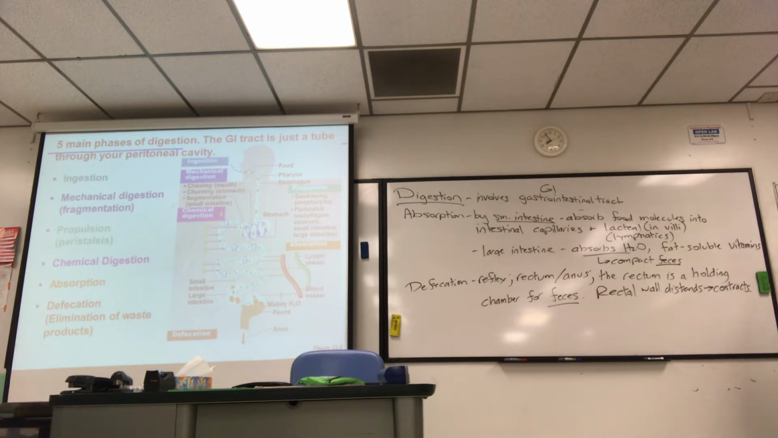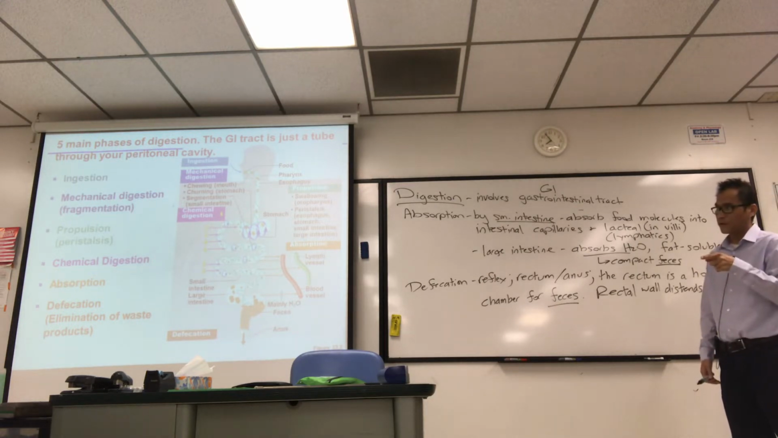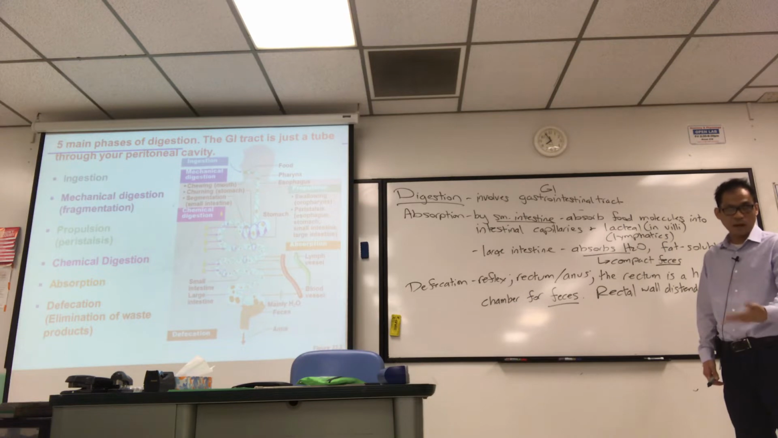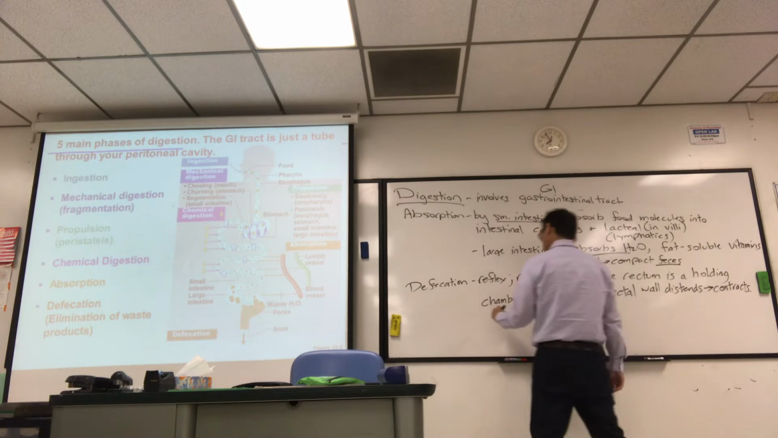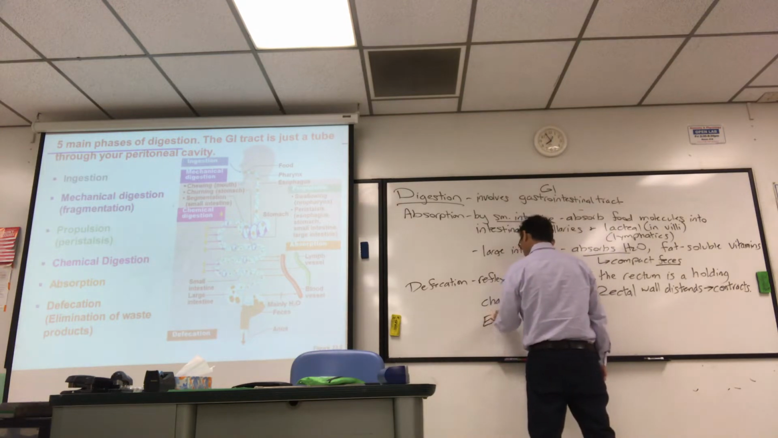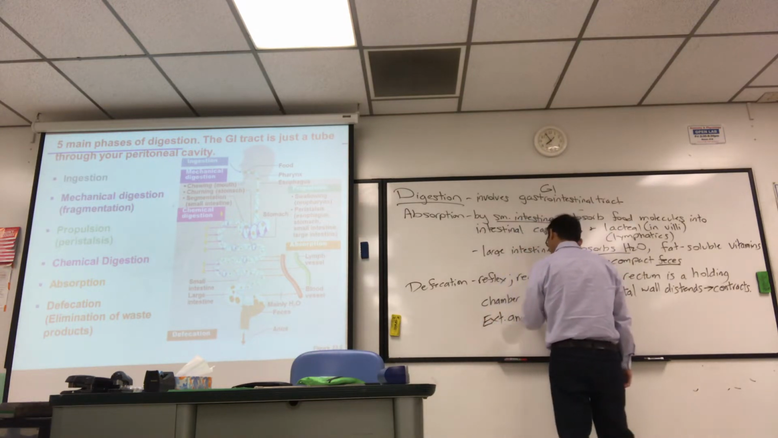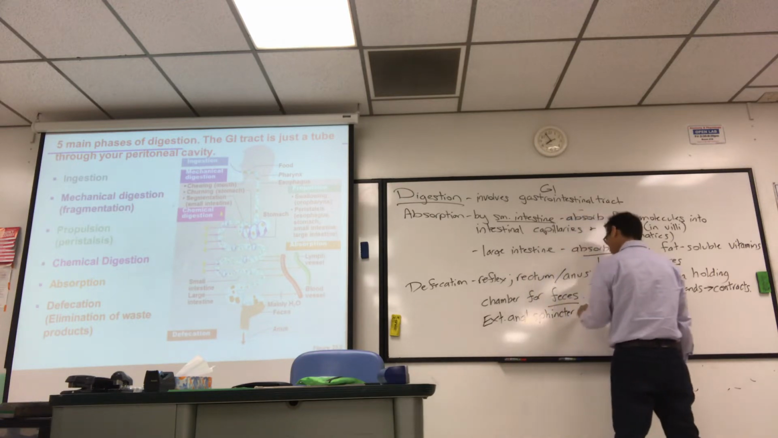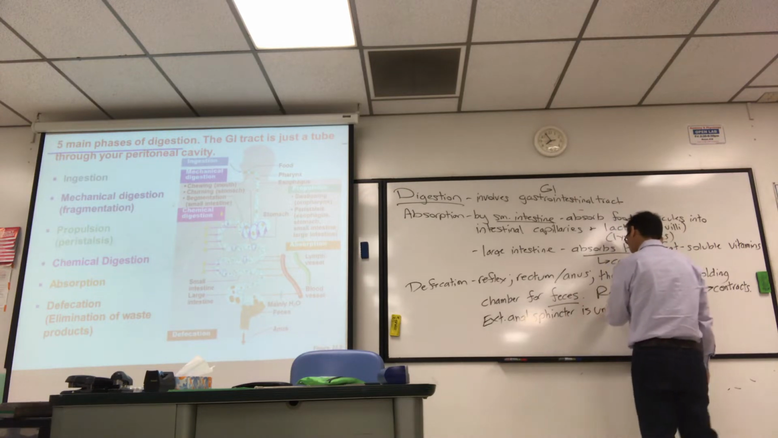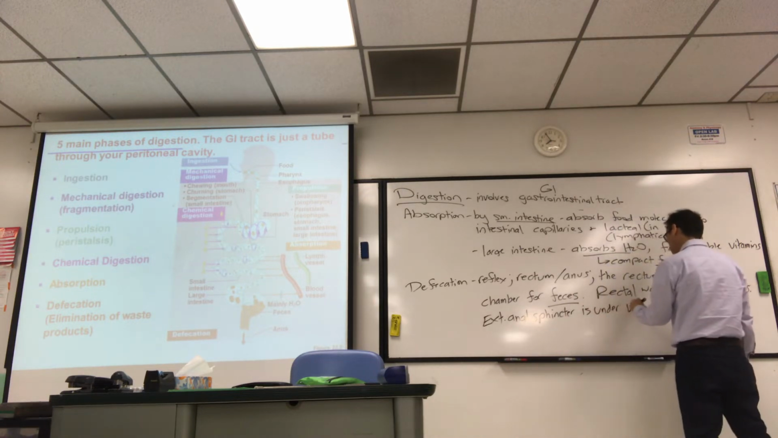Then as the food approaches the anal canal, you have to make the decision if you want to go or not, because there are sphincters there that keep it shut. There's the external anal sphincter, a skeletal muscle that you control with conscious thought, right? So you can voluntarily hold it or decide to go. So I'll write that one. External anal sphincter is under voluntary control.